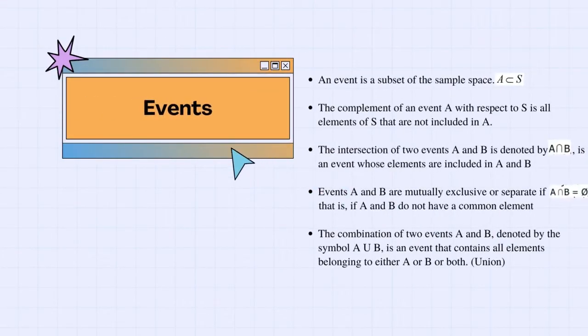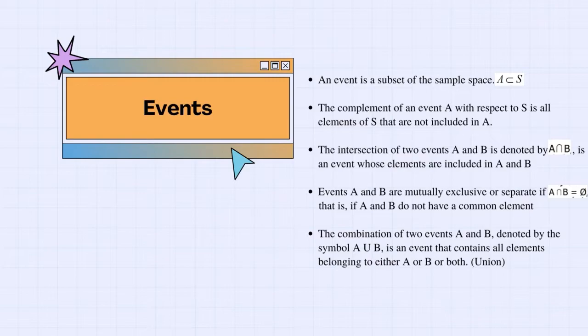And the next is events. An event is a subset of the sample space. The complement of an event A with respect to S is all elements of S that are not included in A. The intersection of two events A and B, denoted by A intersection B, is an event whose elements are included in A and B.